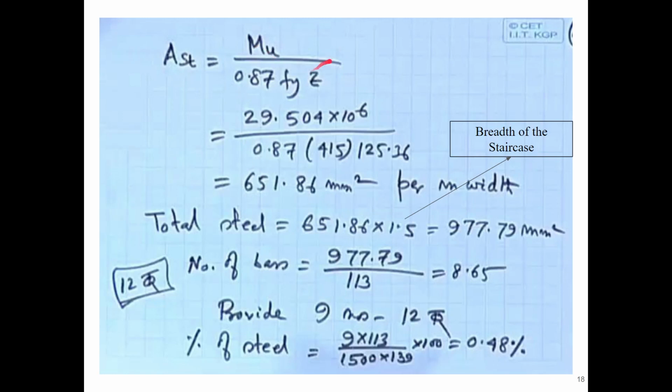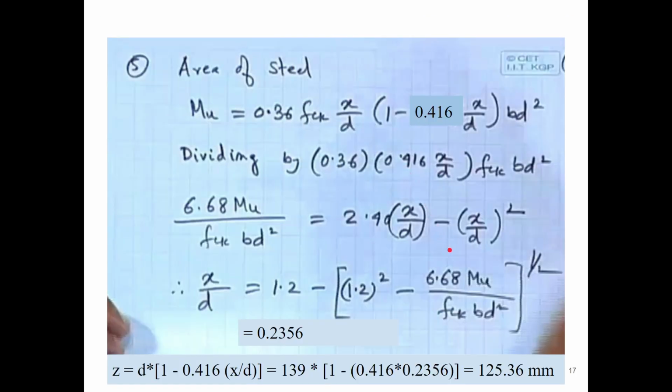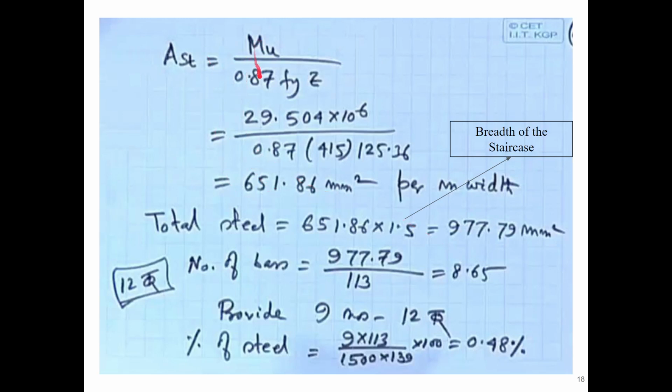Using this value and this formula to calculate the moment from the tension side, which is the limiting moment, 0.87 fy Ast into z equal to Mu. Substituting the values, Mu is 29.5, fy is 415, z is 125.36. So the area of steel we get is 651.86 millimeter square per meter width. That is the area of steel required.